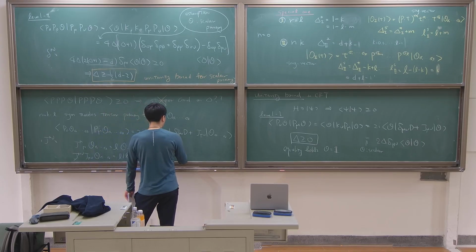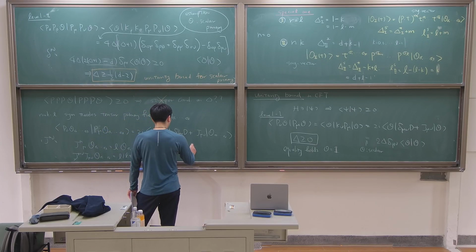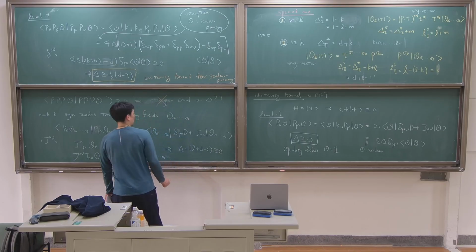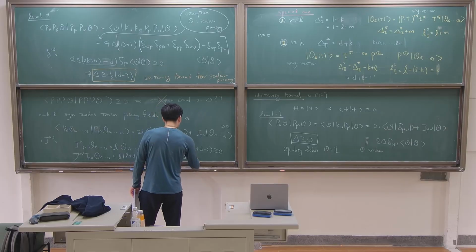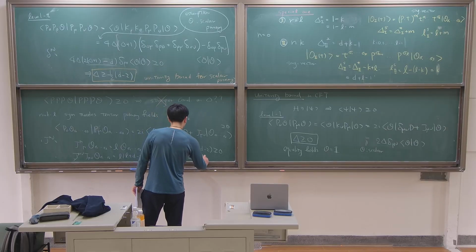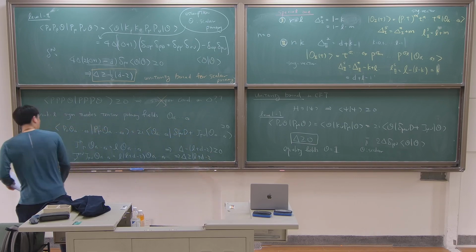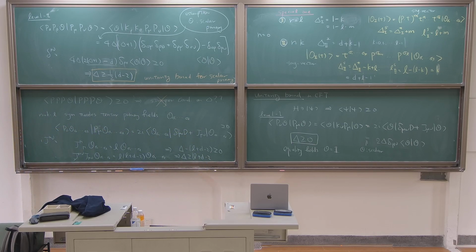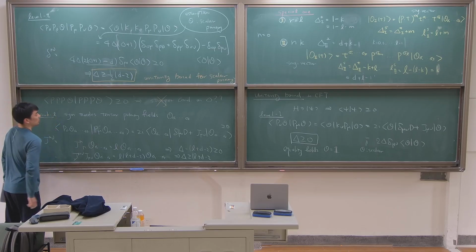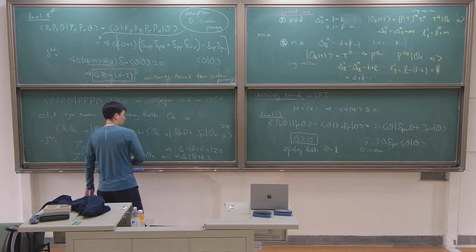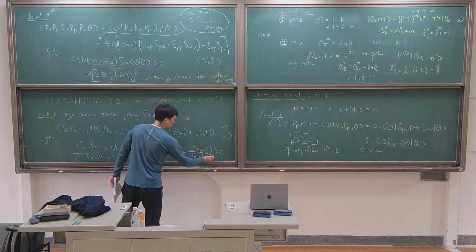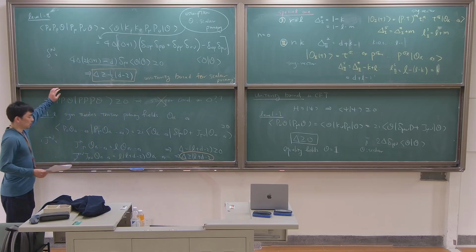From there, we'll get delta minus (L plus D minus 2) is greater than or equal to 0. So from there, delta has to be at least L plus D minus 2. For a rank L symmetric traceless tensor, the conformal dimension needs to satisfy this bound.